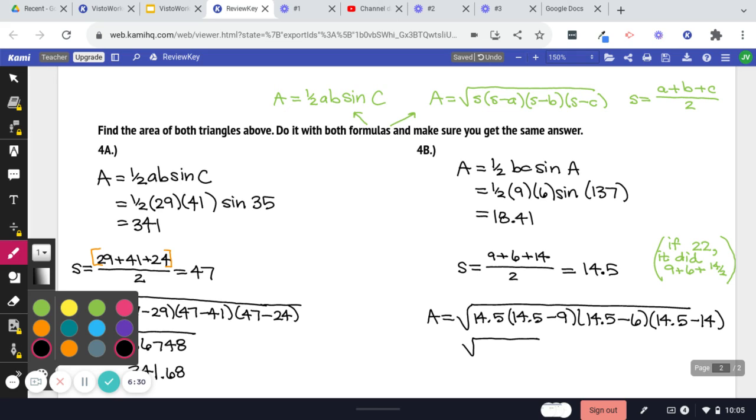Not about to attempt that in my head, so I'm just going to start punching buttons on the calculator. 14.5 times 5.5, that I can do in my head, times 8.5 times just 0.5. And I get 338.9375. All those 0.5s made for quite the drama in the decimal point area. Raise that to the 0.5. And here we did way better. Again, we had some rounding last time. 18.41. So that's how you do those two area formulas. You are going to do great. Ready, set, go.